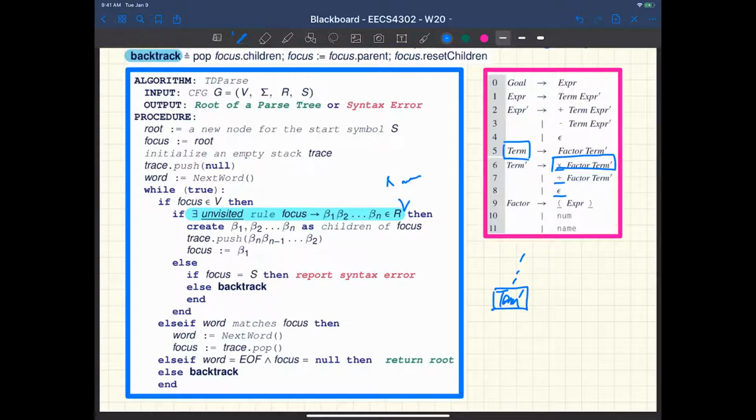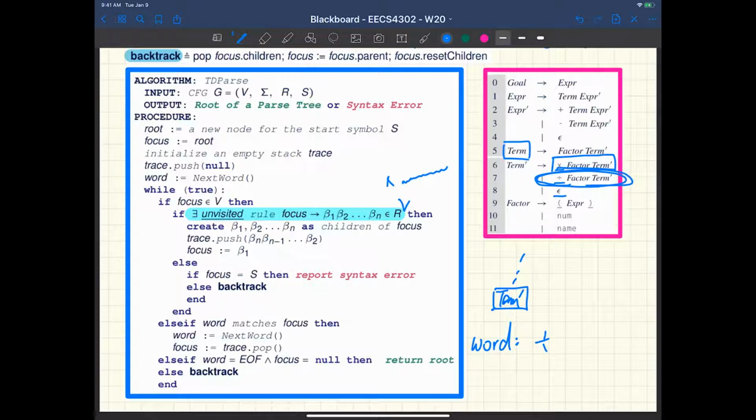To say when you are making such a decision, of course the rule has to be unvisited, but more importantly, you have to consider if the current word is, for example, multiply. If the current word I want to match is multiply, would it be obvious to you which rule you should choose? It should be the first one. But what if the current one is simply divide? I should not choose the first one, right? I should really choose the second one.